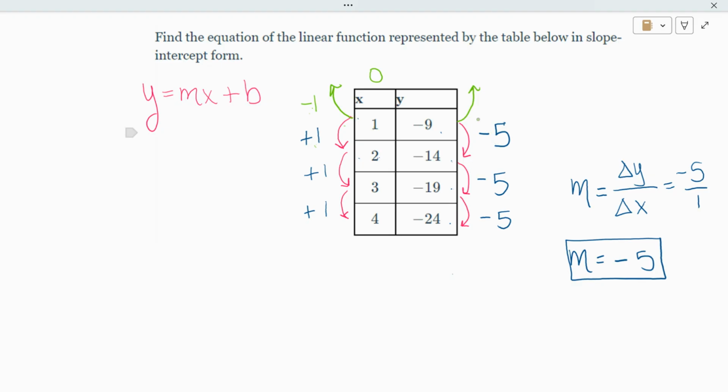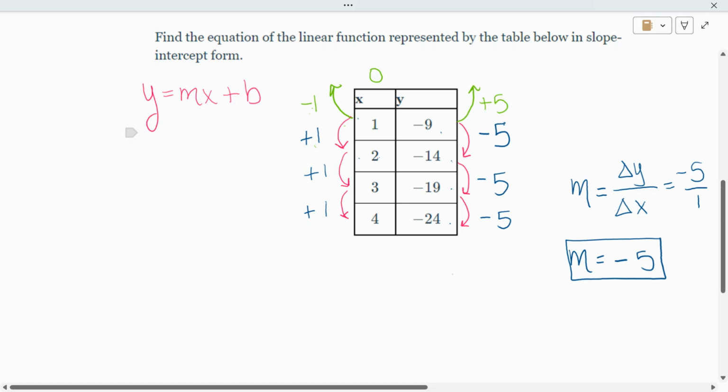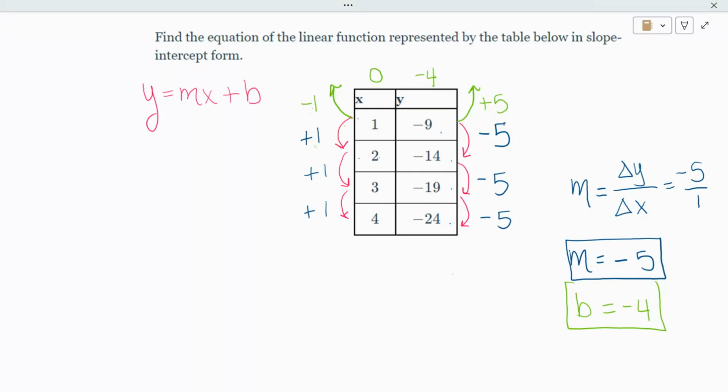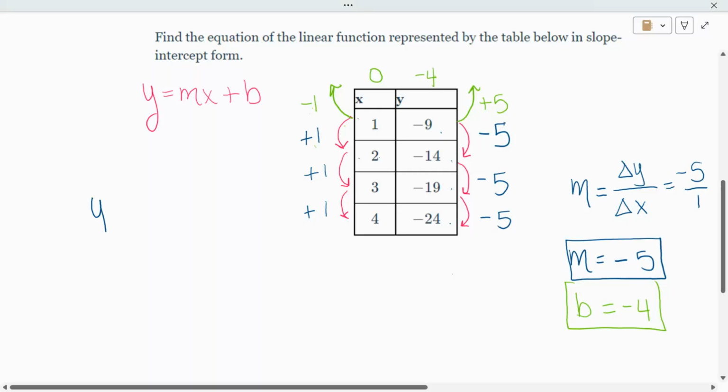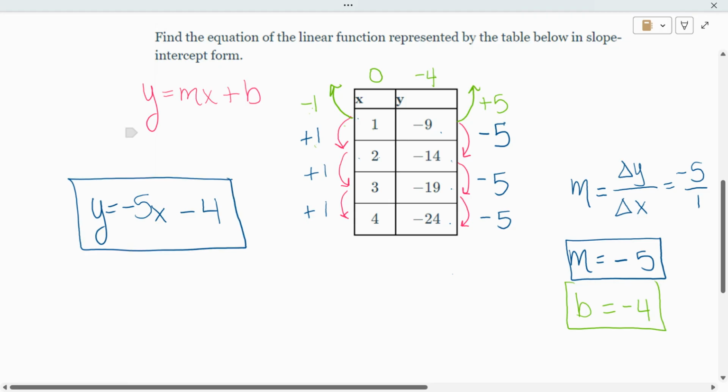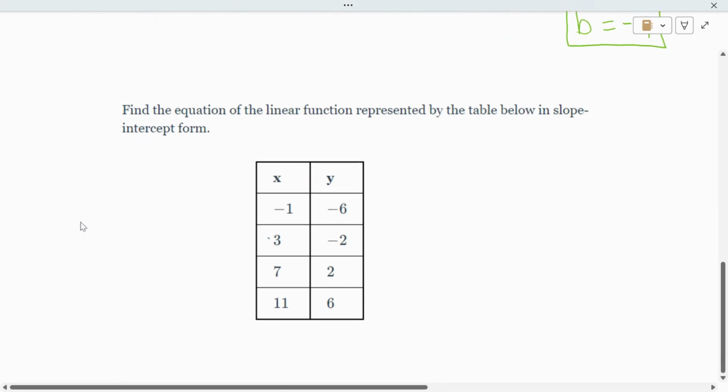Braden, what is the opposite of -5? So what is -9 plus 5, Peter? What is -9 plus 5? -4. So what is my y-intercept? B equals -4. I'm doing all of this just by using a table. All righty. So Riley, equation. Perfect. Y equals -5x minus 4. Absolutely perfect. Y equals -5x minus 4.